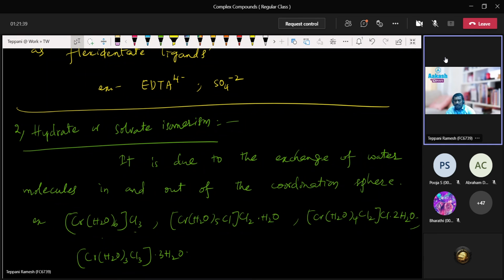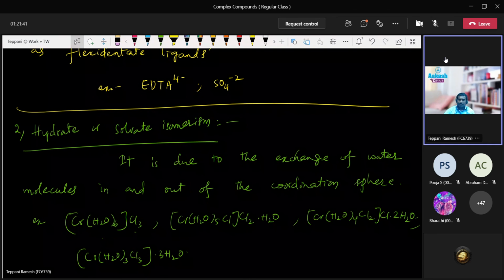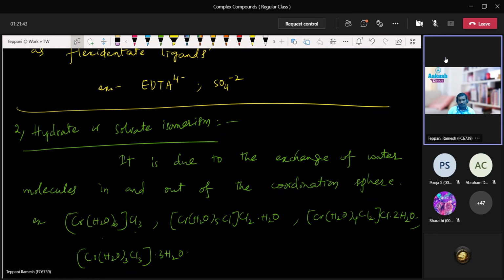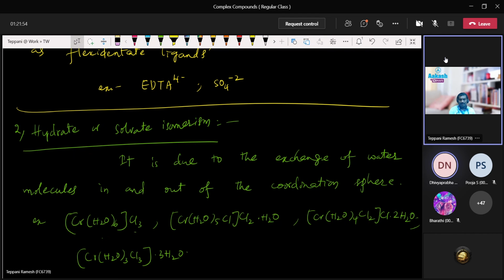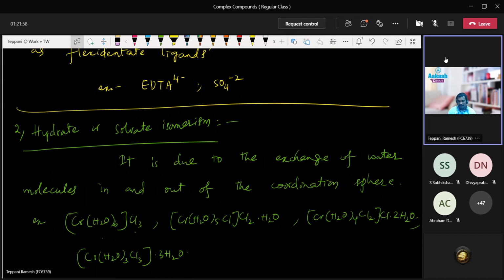If you want to write more examples, what will you do? Exchange Cl with Br. In place of chlorine you can write bromine. Further? In place of chromium, cobalt. Yes, in place of chromium you can write cobalt like this. Okay.